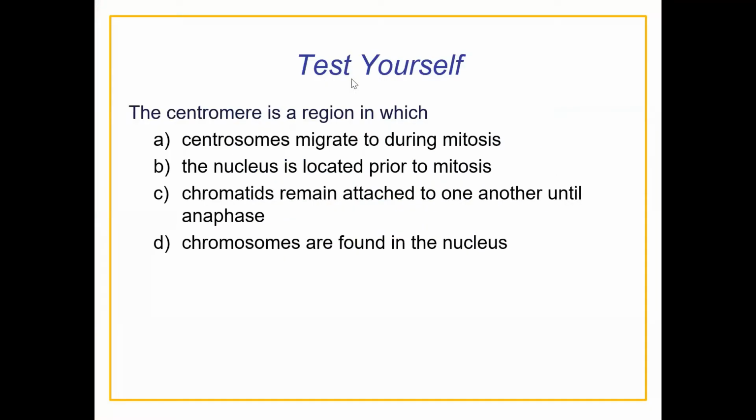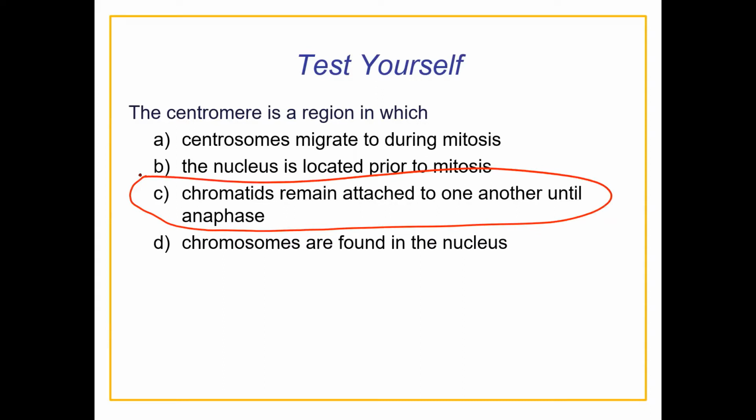So before we get into mitosis, let's do a quick review from last day. We were talking about some different definitions. We had chromosomes, sister chromatids, centromeres, and so on. So this one says, what is a centromere? A, a region in which centrosomes migrate to during mitosis. B, where the nucleus is located prior to mitosis. C, chromatids remain attached to one another until anaphase. Or D, chromosomes are found in the nucleus. So the correct answer here is number C.